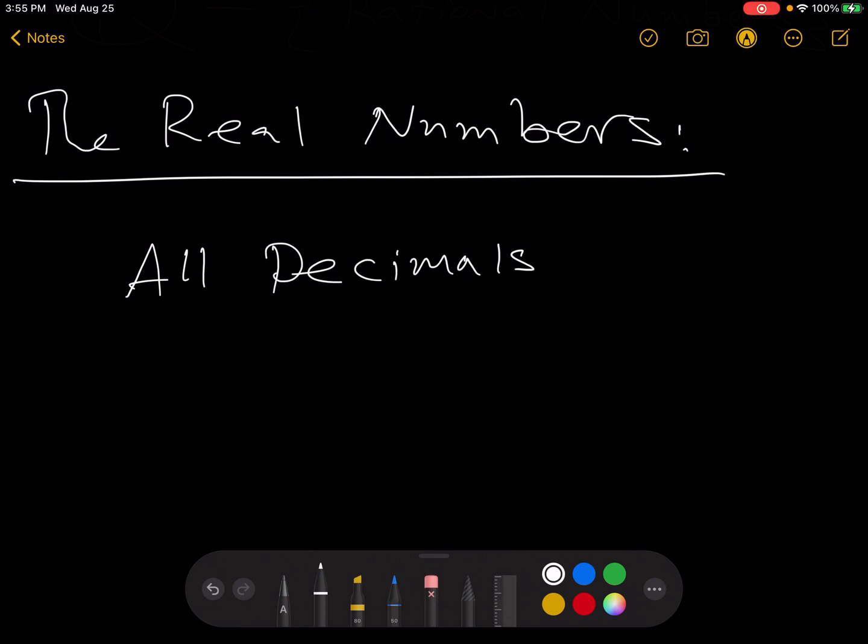Now again, similar to what I was talking about with the rational numbers, all rational numbers are real numbers, but there are real numbers that are not rational numbers. All rational numbers, all fractions, can be written as a decimal, so they're real numbers. But there are real numbers that cannot be written as a fraction.